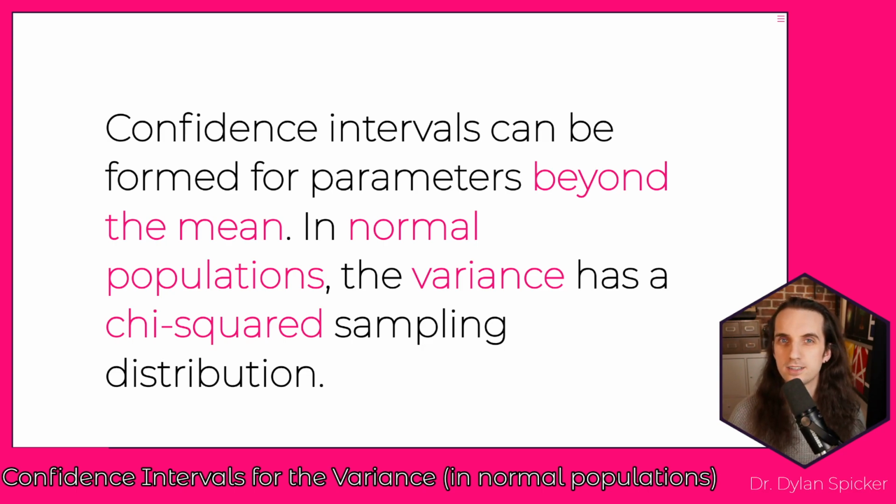But what we can do is we can investigate what happens when we have normally distributed data. And in particular, if we have normally distributed data, then the variance is going to follow sort of a modified chi-squared distribution. And because of this, we can use that result in order to form confidence intervals for the variance in these populations.